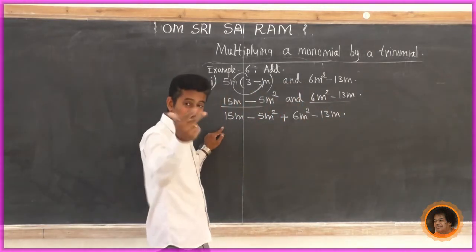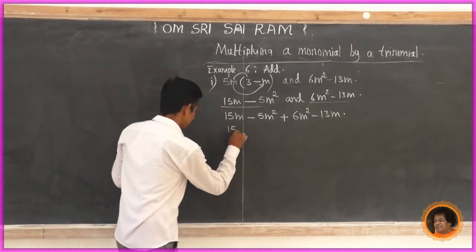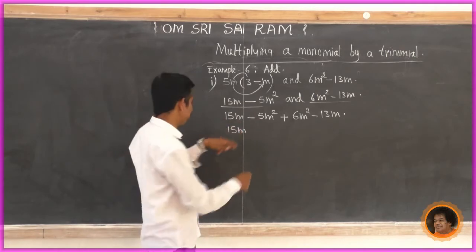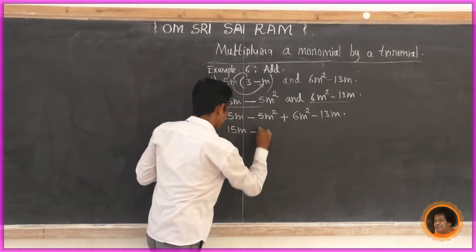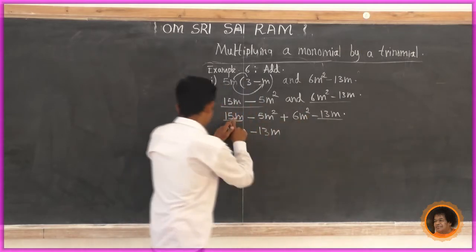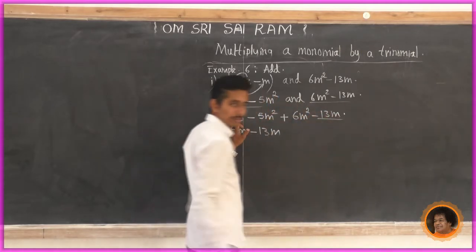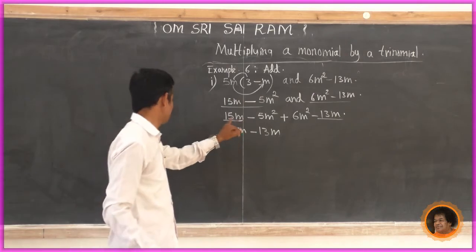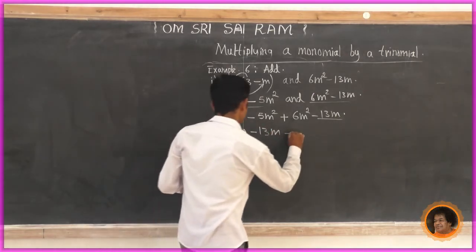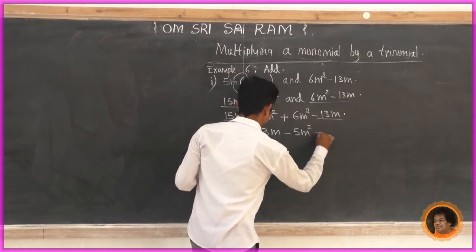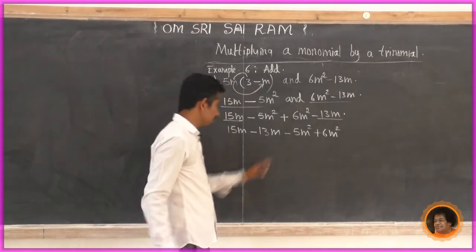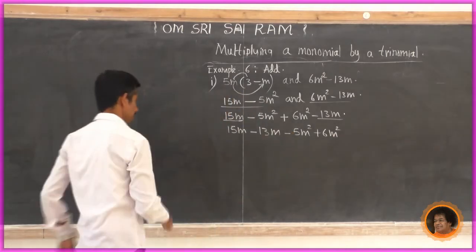Write the like terms together. Like terms means the terms which contain the same variable. 15m and minus 13m, because look at this: the variable m is the same and the exponent is also the same. So write the like terms together. Then minus 5m squared plus 6m squared, because m squared. So write them together, or group these.